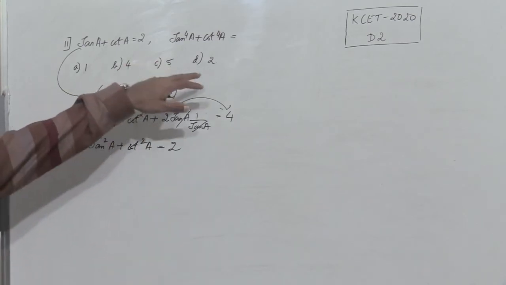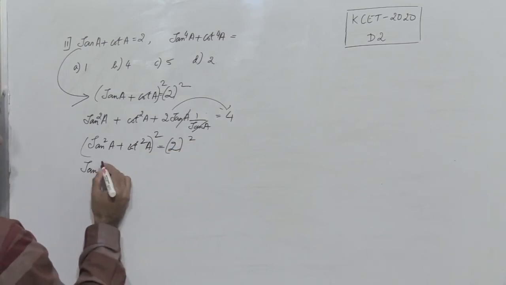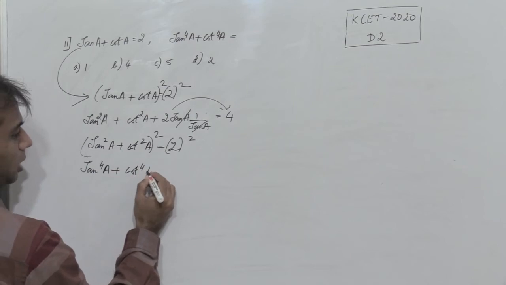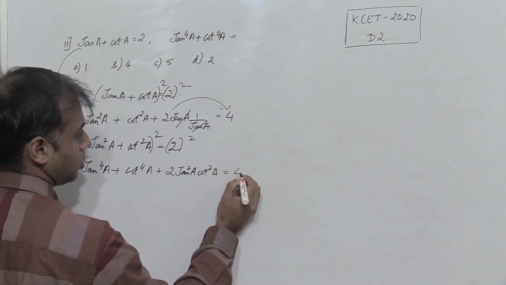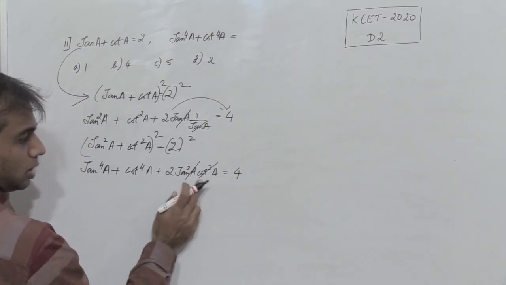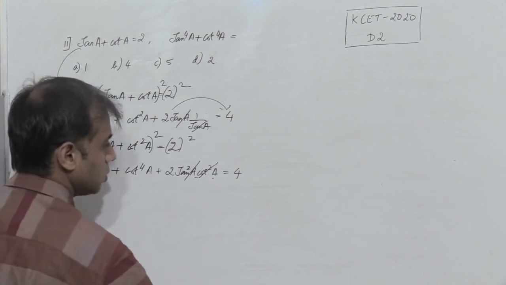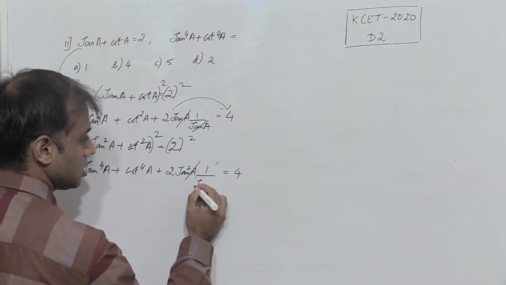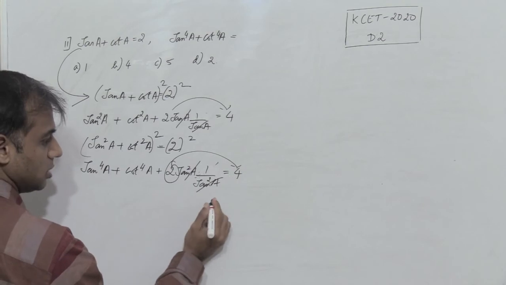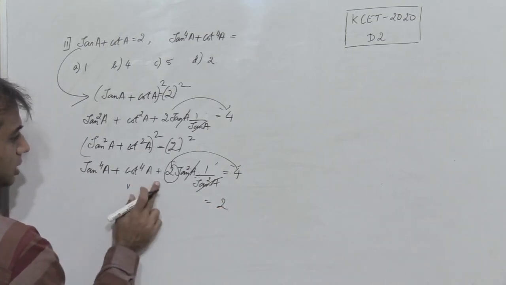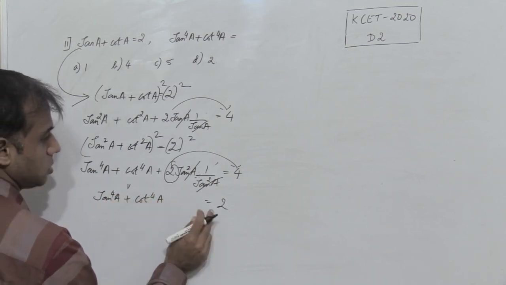So we need tan power 4A and cot power 4A. So what do we do? Again square this. So I get tan power 4A plus cot power 4A plus 2 tan square A cot square A, and this is equal to 4. Again these two get cancelled because cot square A is nothing but 1 by tan square A, right? So I can write cot square A as 1 by tan square A, which gets cancelled out, and I have 2 here. Taking 2 to the RHS, I get 4 minus 2, which is 2, and on the LHS I am left with tan power 4A plus cot power 4A. So the answer is 2.